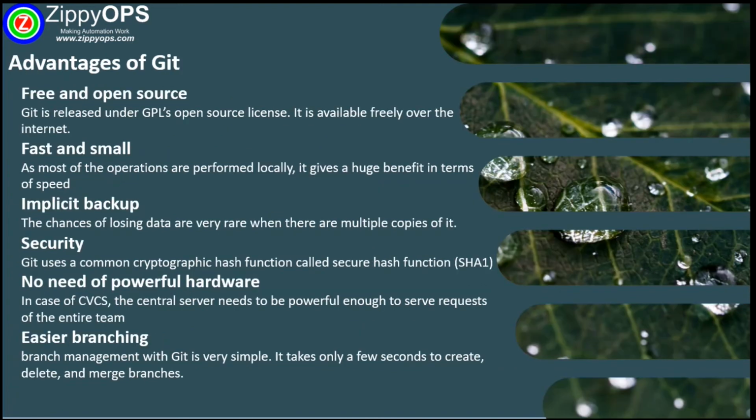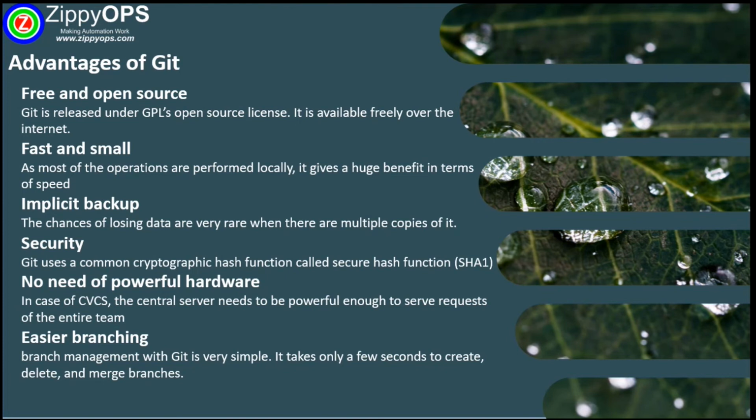Let's talk about the advantages of Git. As I told you, it's open source and it's free to use. Another major advantage is it doesn't need a huge server, and even the Git client is very small. It is not going to impact any performance. It is very fast and small. Another advantage is the implicit backup. I told you, even if the Git server goes down, you can get a copy from the developer machine.